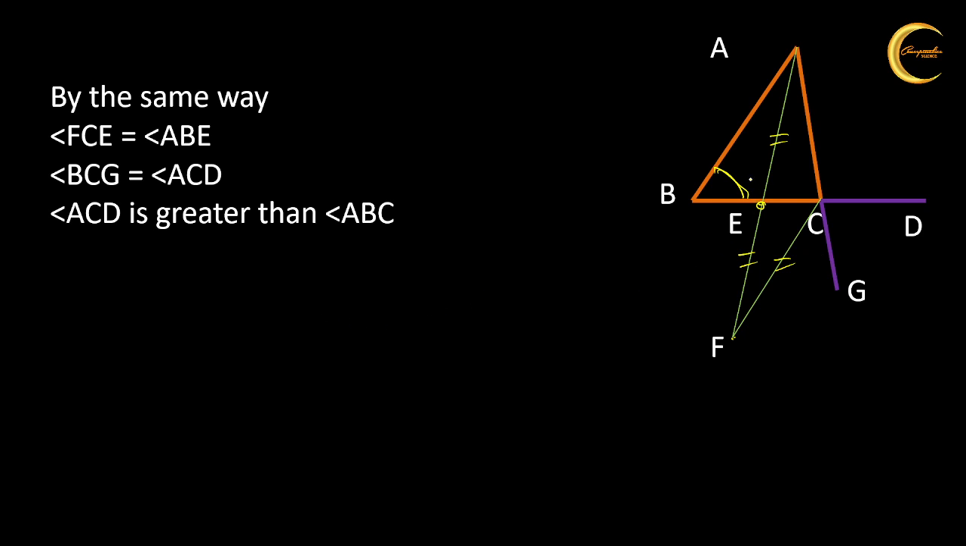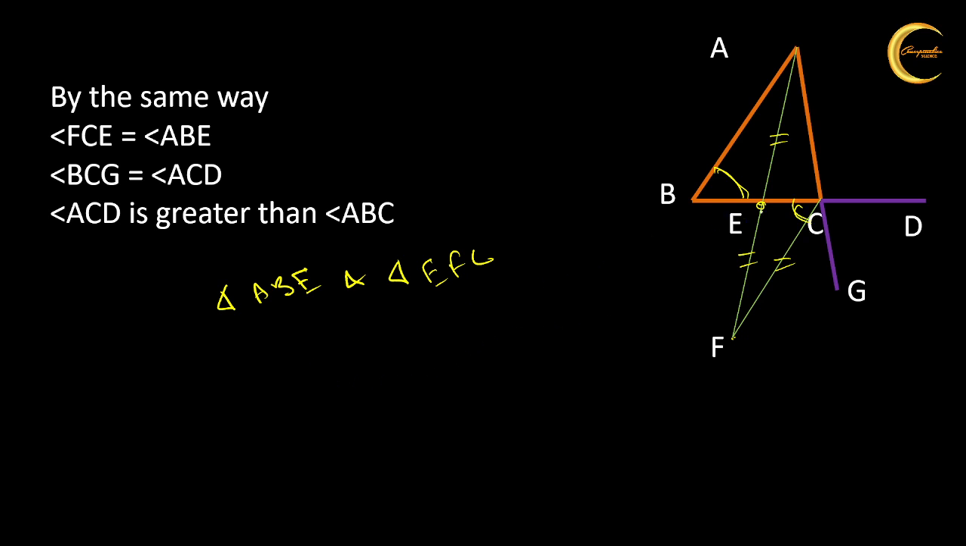Now we can easily find there are two triangles here. One triangle is the ABE triangle, and another triangle is the EFC triangle. And if we prove that these two triangles are equal in all respects, then we can easily prove that angle ABE is equal to angle ECF.